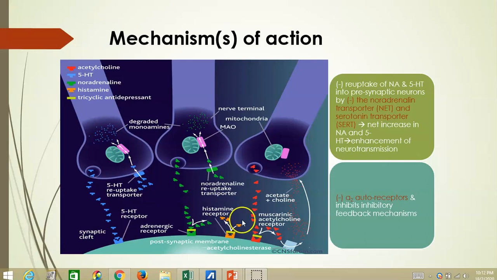So the other mechanism of action of this drug is that it also blocks the alpha-2 autoreceptors, therefore inhibiting the inhibitory feedback mechanism, and again enhancing the neurotransmission by these two neurotransmitters.